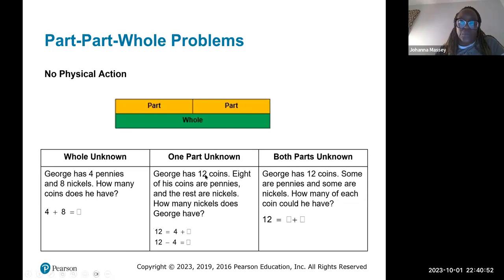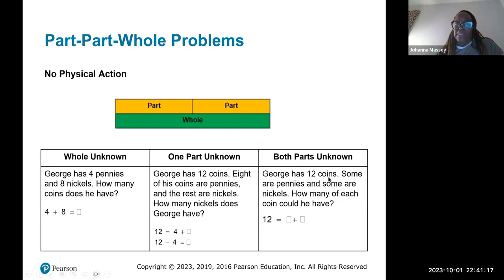So we have 12 coins, and we know 8 of his coins are pennies, and the rest are nickels. And I think they made an error here because it should be 8 right here, but okay. How many nickels does George have? Okay. And then we have both parts unknown. That's where it gets really kind of complicated.